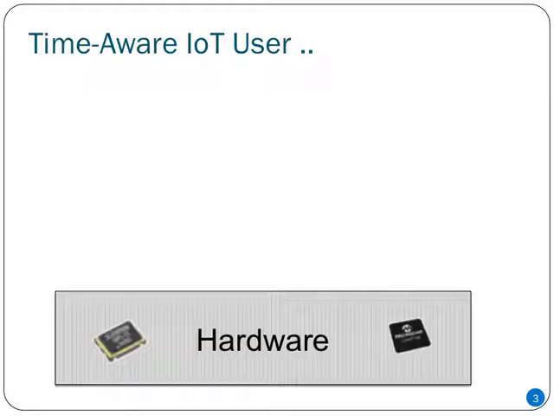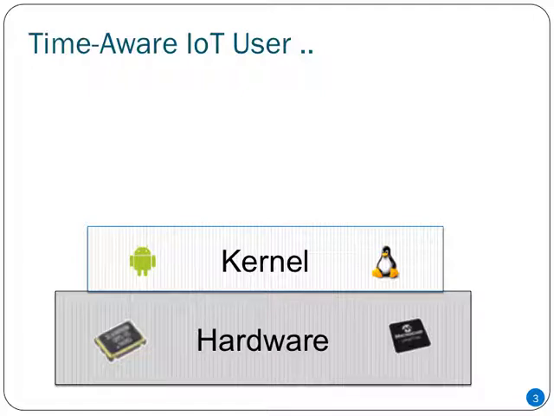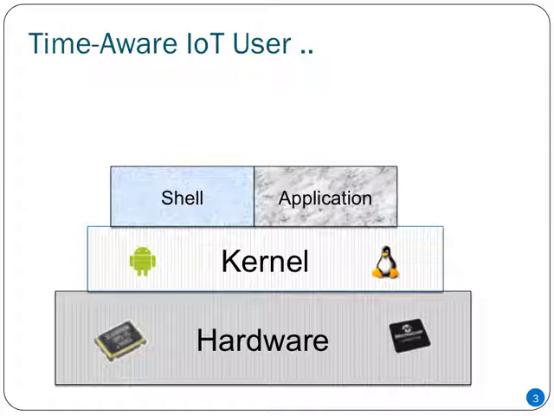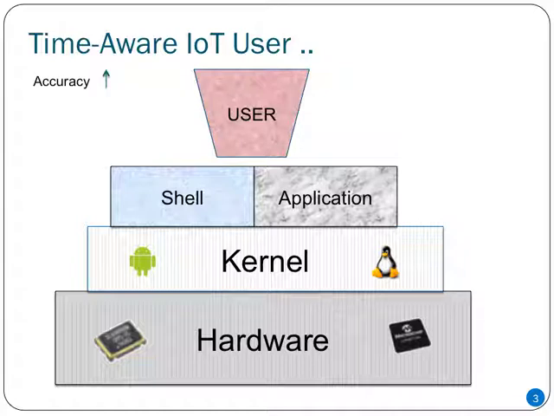What I mean by time-aware IoT user, as Fatima presented, is that we have this hardware which has a lot of timestamping registers, all this stuff. We have the kernel, we have the shell and the application, and we have all the way up the user. And now we would like to know what the user can monitor all the way up. He will see different accuracy, uncertainty, and stability as he is all the way up, away from the hardware.